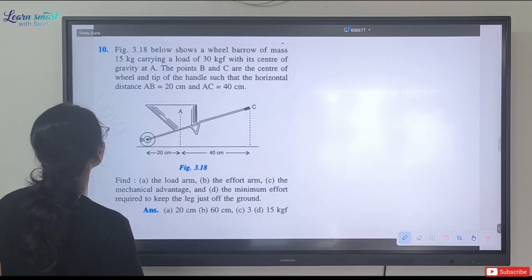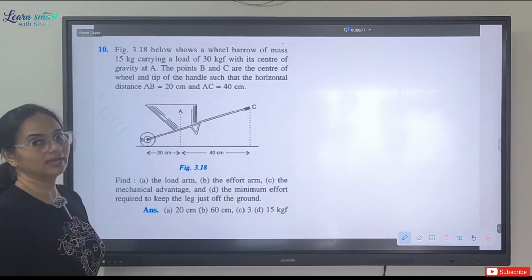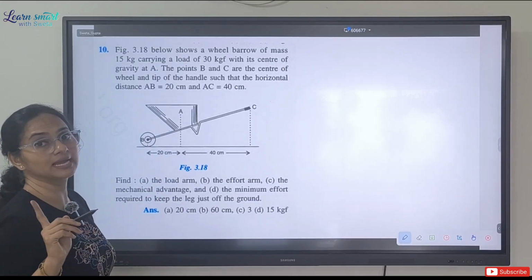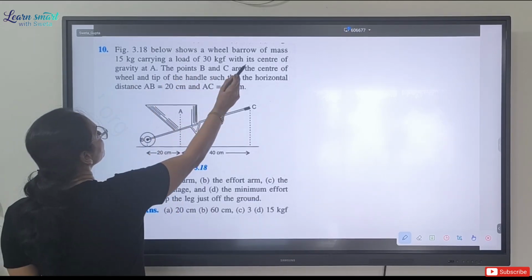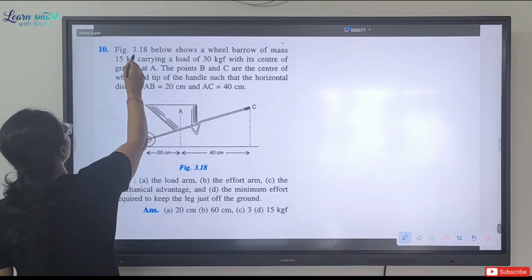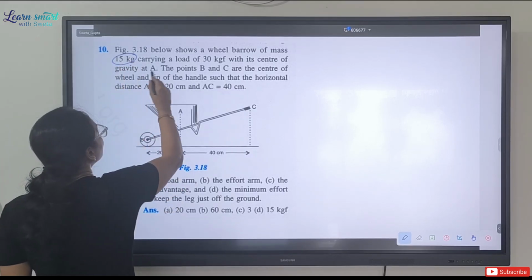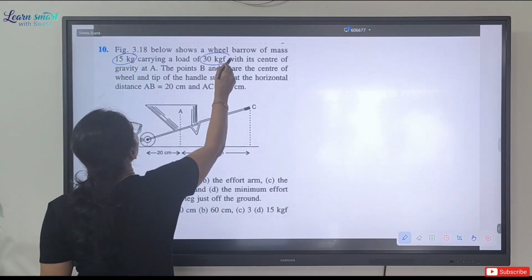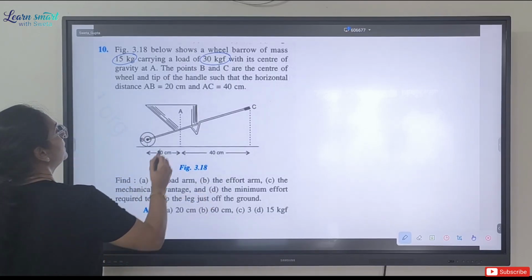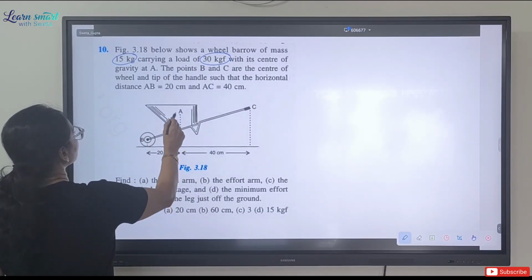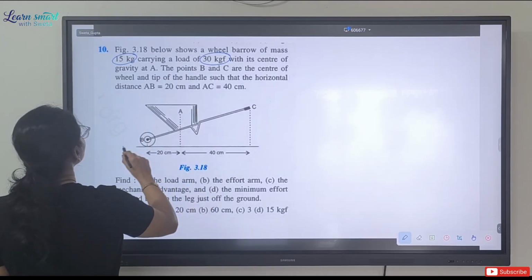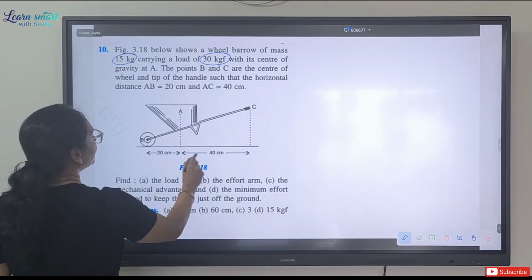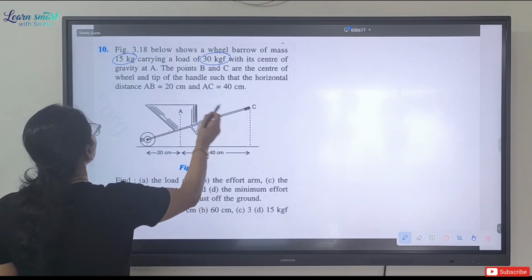Now question number 10 is, see this is a wheelbarrow and we know wheelbarrow belongs to class 2 lever. So it shows a wheelbarrow of mass 15 kg. So mass of the wheelbarrow is 15 kg. It carries a load and load is 30 kgf. Its center of gravity is at A. So here is the center of gravity. Points B and C are the center of the wheel. And this is 20, this is 40, we can see.